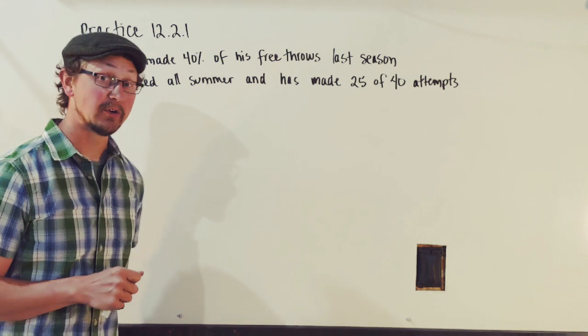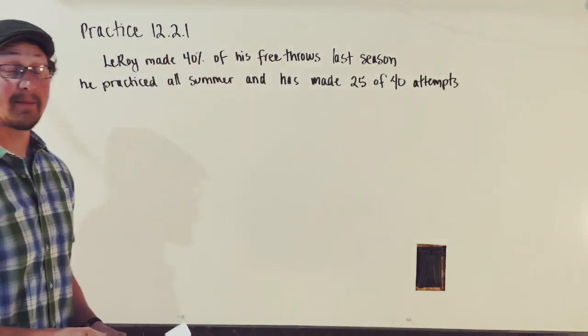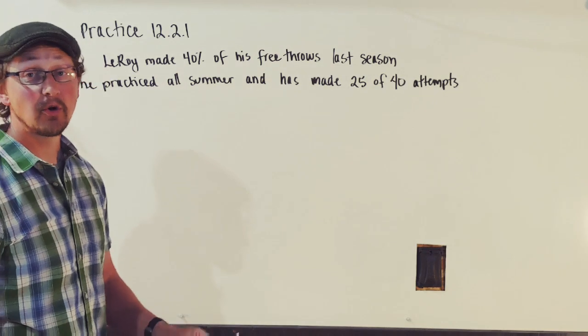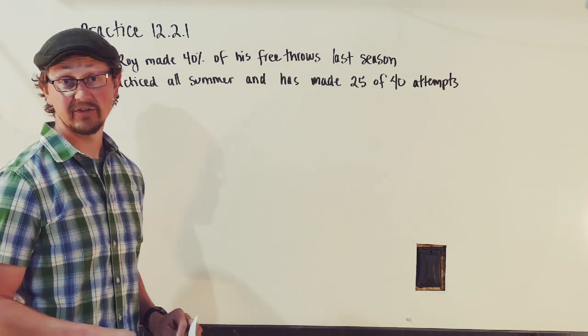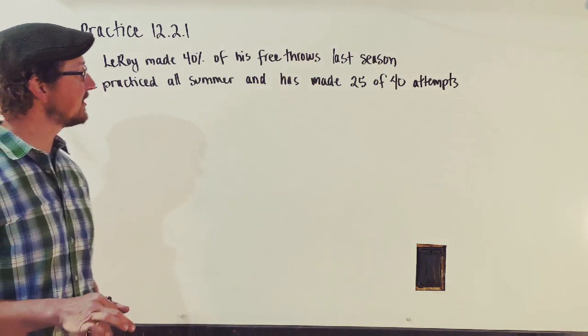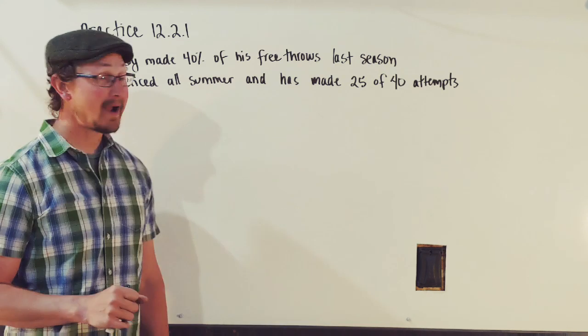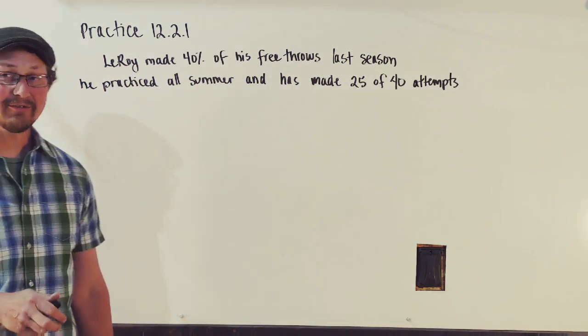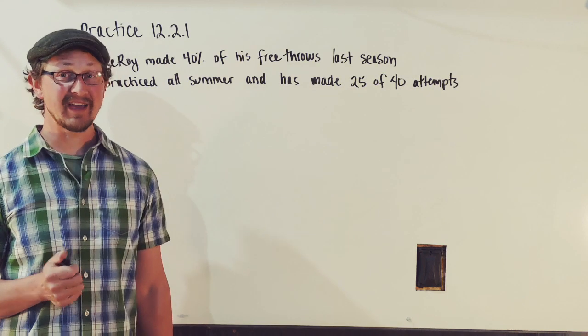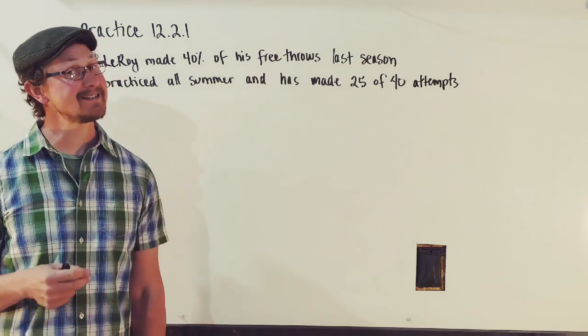All right, here we go. It's two parts. Part one is going to have us doing a hypothesis test. Part two is going to have us create a confidence interval. The situation is Leroy made 40% of his free throws last basketball season. He practiced all summer and has made 25 of his 40 attempts this season. The question is, did his practice help?